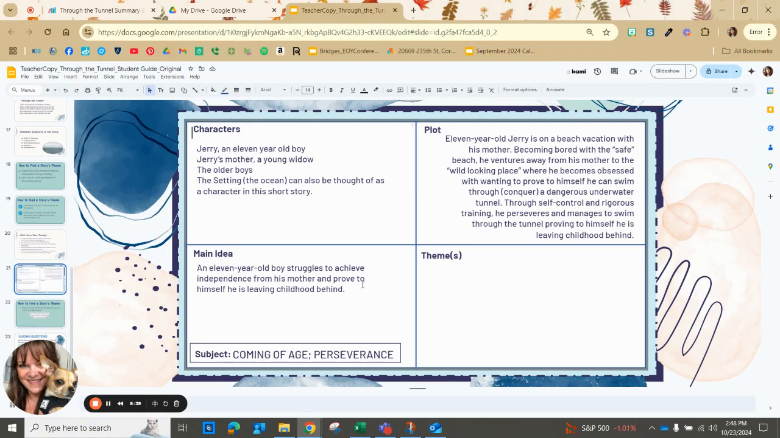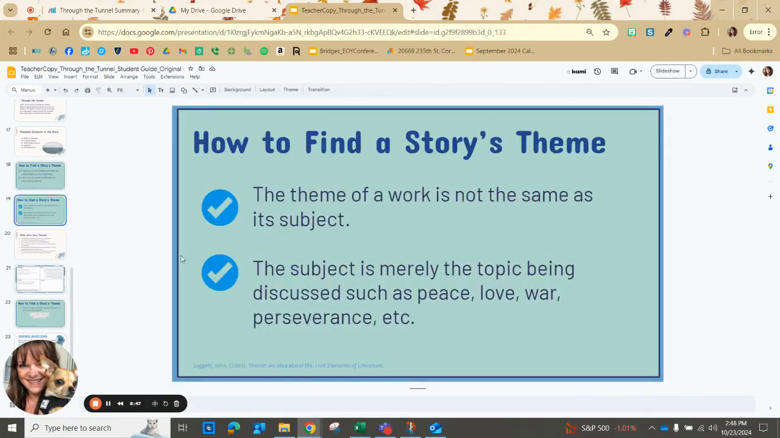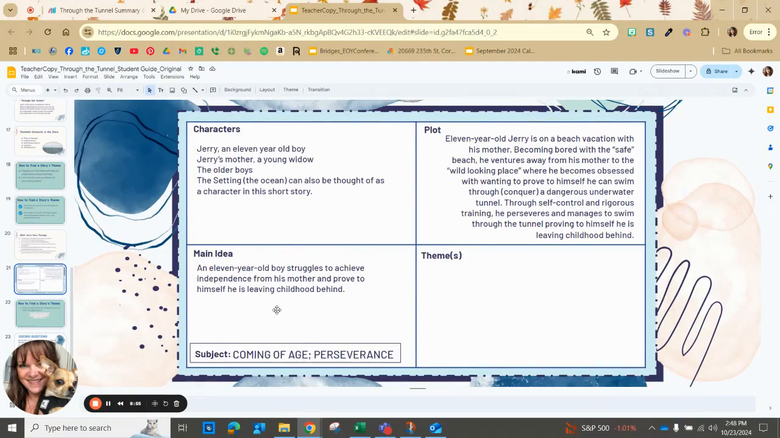We're studying theme. Here, I put main idea, and then I also added subject, because in that slide it says the subject is merely the topic being discussed, and it's usually mentioned in one word. So you could say that one of the subjects of this story is coming of age. You could say one of the subjects of this story is perseverance. Coming of age, you might also hear referred to as Bildungsroman, but again, I don't want to get off on that topic right now. So those are the subjects, not theme.